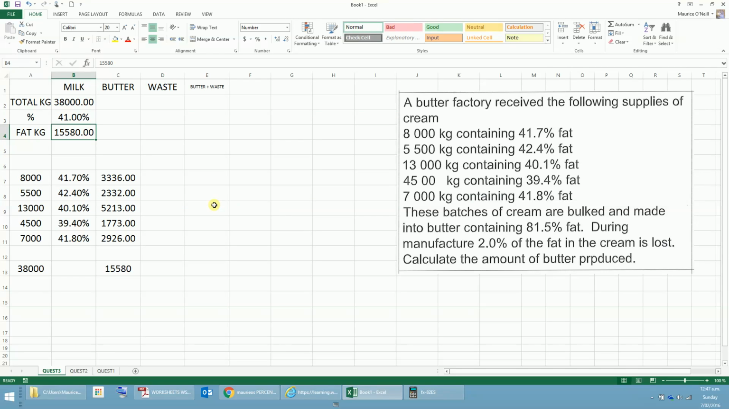Now our butter that we're going to make is going to be 81.5%, so that's 81.5% in there, but we're going to have a 2% loss, so we'll just go 2% loss here. Okay, 2% loss. So 2% of that there is plus that there times 2%.